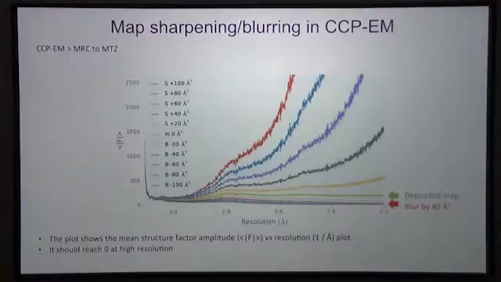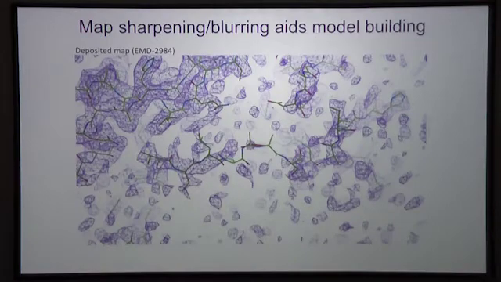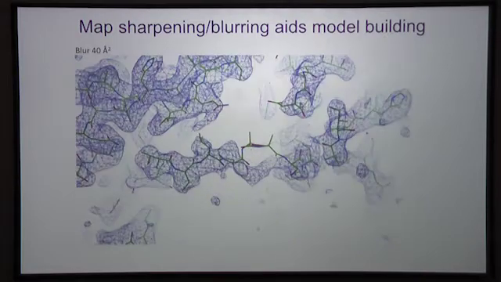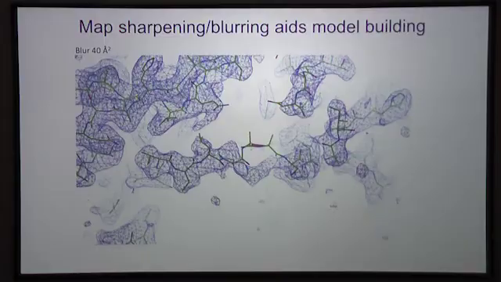And so maybe a map that's been blurred by a factor of 40 is a more suitable map to build into. If we again have a look at the deposited map, you can see this part of the model, which seems to be in broken density. There doesn't really seem to be any density for it. And this broken density is another feature of over-sharpened maps. But if we were to blur that map by a factor of 40, you can now clearly see where that particular model should fit, and you could probably make a better model in this part of the map.